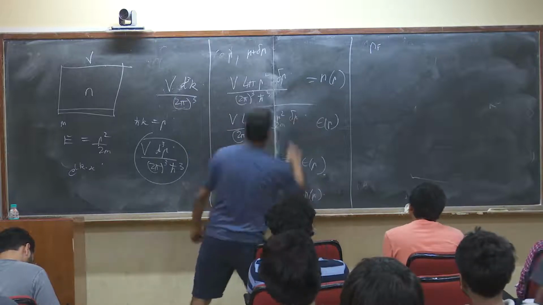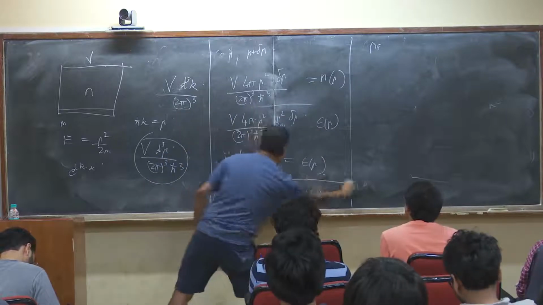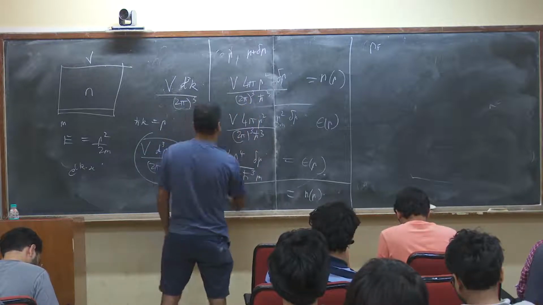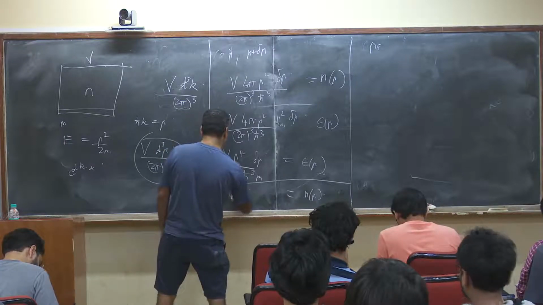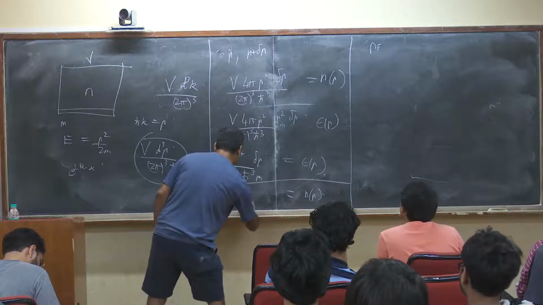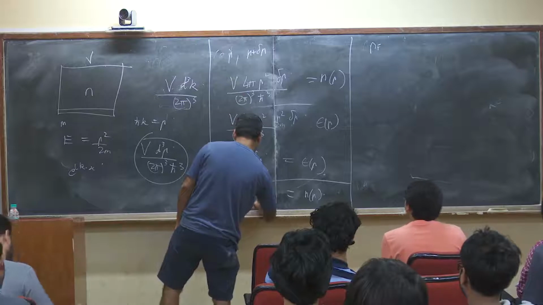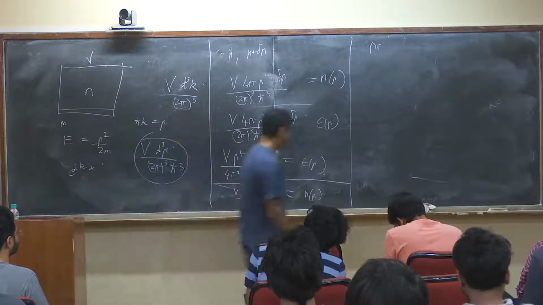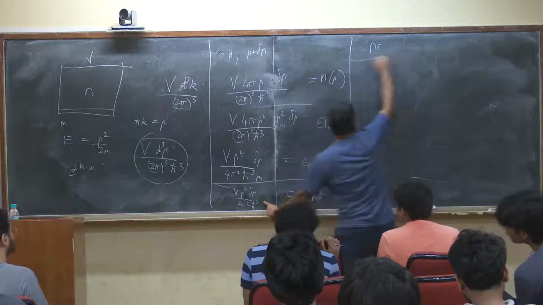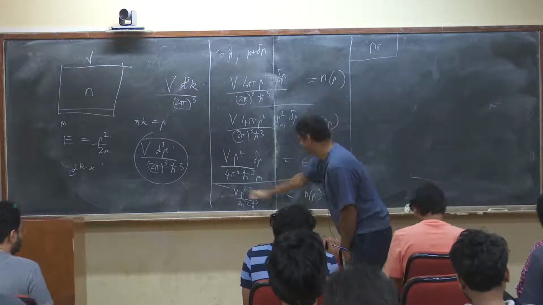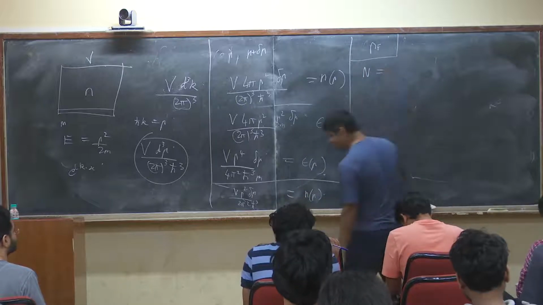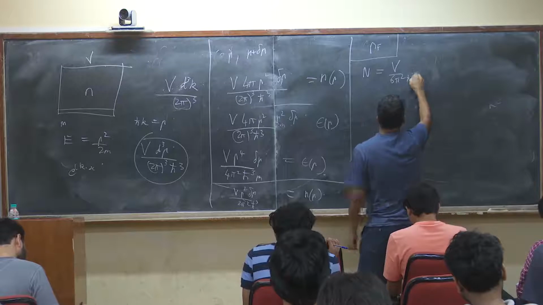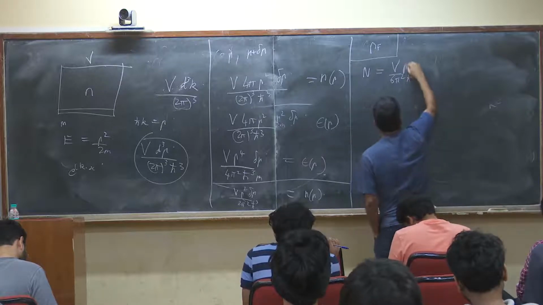n of p was equal to, what's really important is the p squared, V over 2 pi squared h bar cubed, times delta p. Let's start by integrating the total number up to Pf. So N is equal to V by 6 pi squared h bar cubed times Pf cubed.